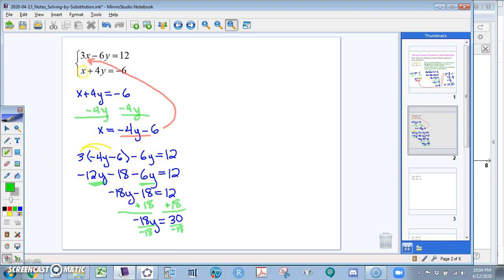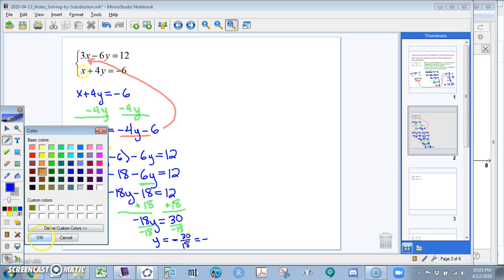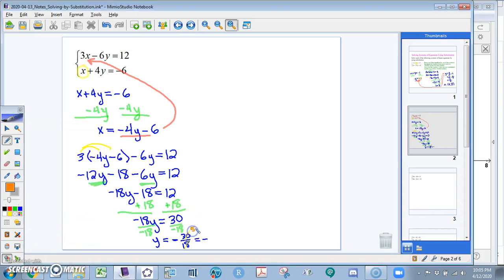And I get that y equals, a positive divided by a negative is negative, so negative 30/18. However, you should immediately look there and see if you can do some simplifying. Both of these divide by 6. If I divide the numerator by 6, I get 5. If I divide the denominator by 6, I get 3. So my reduced final answer for y is negative 5/3.